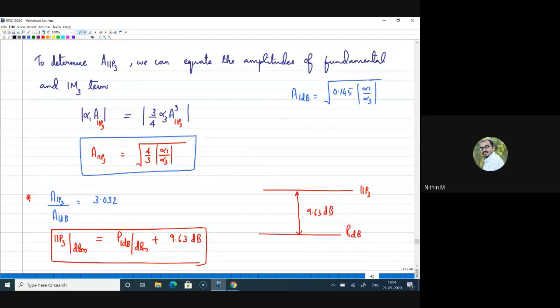And to get a numerical value for that, we can equate the amplitudes, and we will arrive at this expression: AIIP3 is equal to the square root of 4 by 3 alpha 1 by alpha 3. Again, magnitude is written, and just by directly taking the ratio of the 1 dB compression point and IP3, we'll get to know that the ratio is very close to 3. Or if you express it in power, both differ by a power level difference of around 9.63 dB.